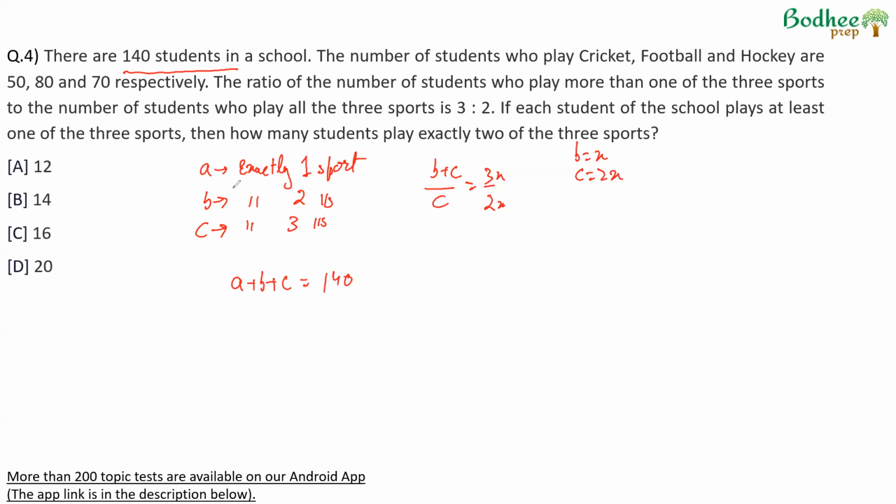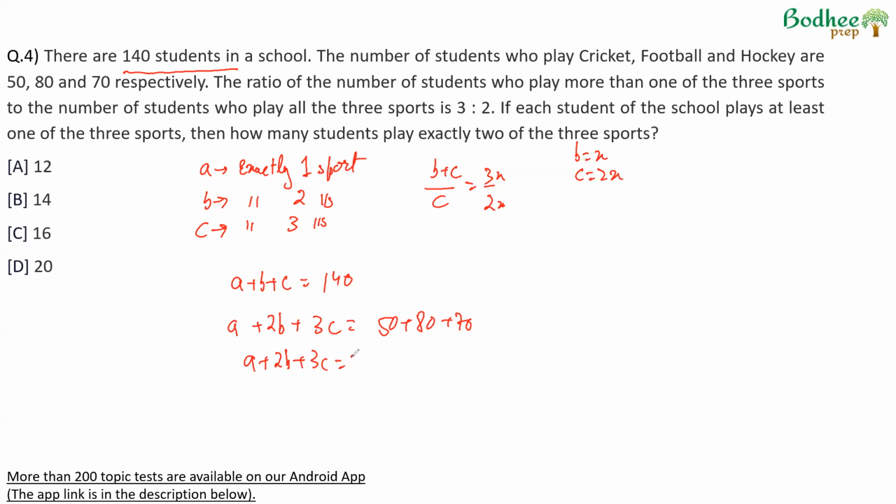If we add the number of people playing cricket, football, and hockey, the ones who play one sport will be counted once, the ones who play two sports will be counted twice, the ones who play three sports will be counted thrice. And this will be 50 plus 80 plus 70. Now, this is the concept of set theory. So, ideally, that would be required to properly solve this question.